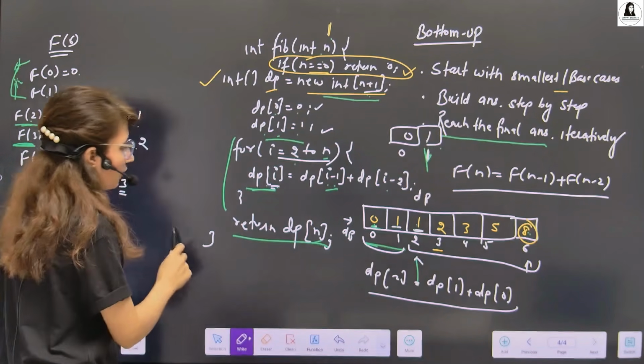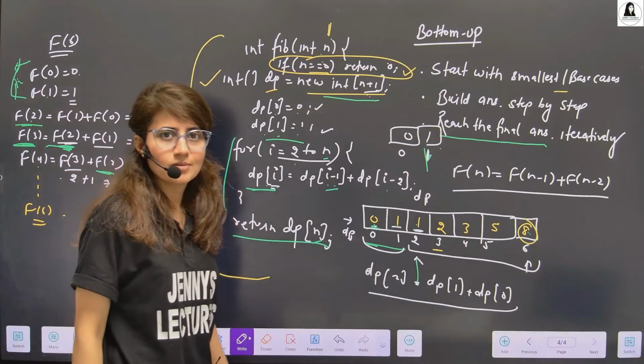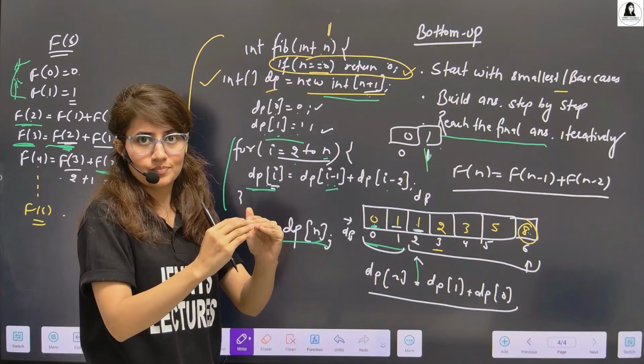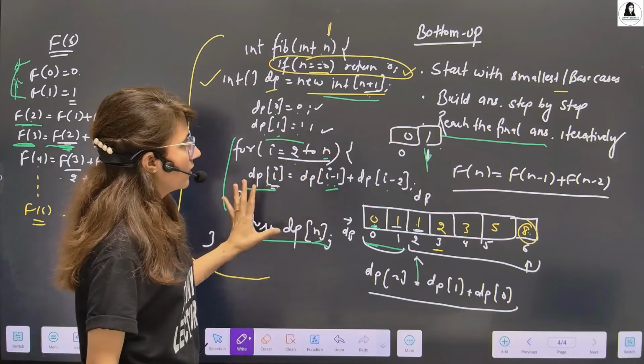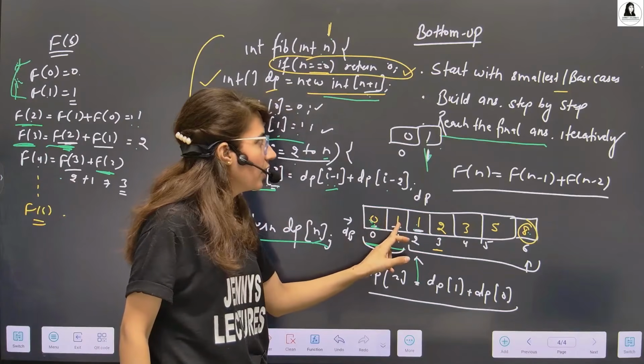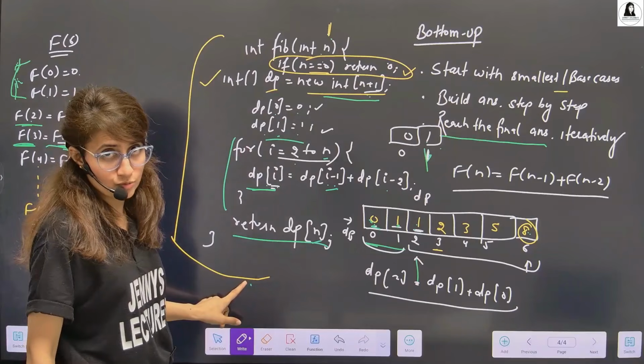So see how easily we converted this recursive approach to a simple iterative approach. That is the bottom up approach. We are using iteration here. We started with the smallest answer we have, the smallest base cases, and we build the final answer. That is the bottom up approach.